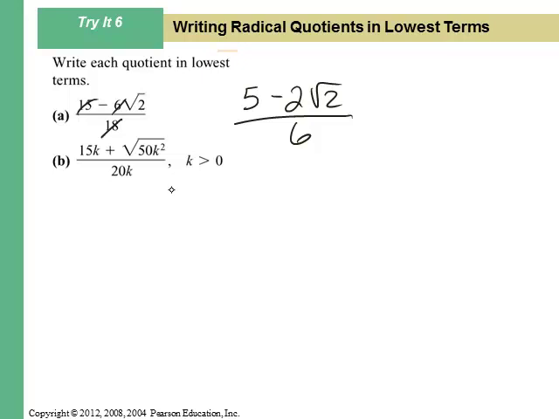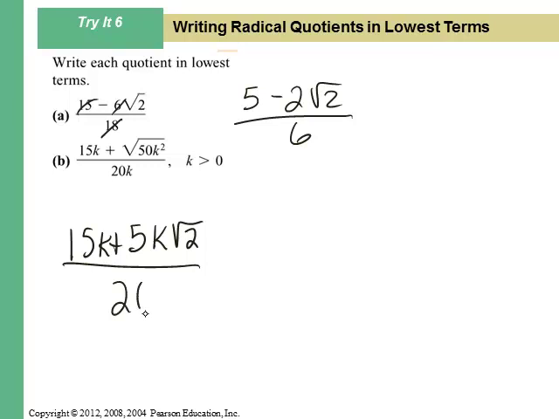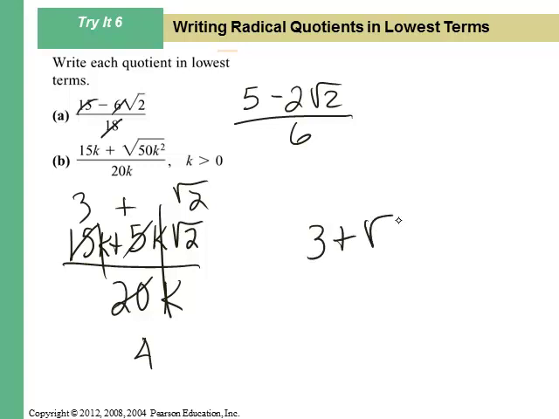Simplify this. Square root of 50k squared is 5k square root 2. So it's 15k plus 5k root of 2 over 20k. All the k's cancel. You can divide everything by 5, and this is 3 plus 1 root of 2, which is just the root of 2, over 4. So it's 3 plus the root of 2 over 4.